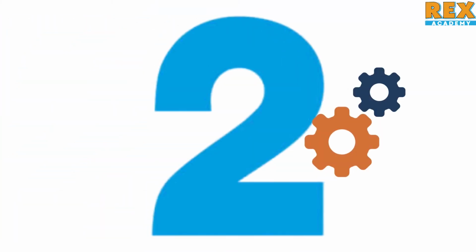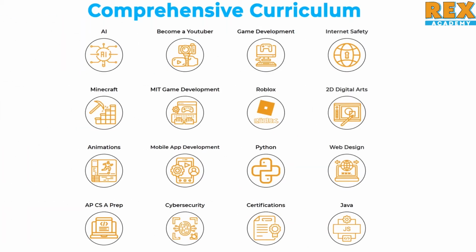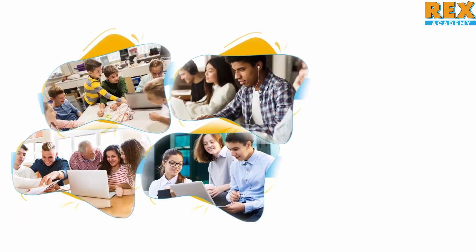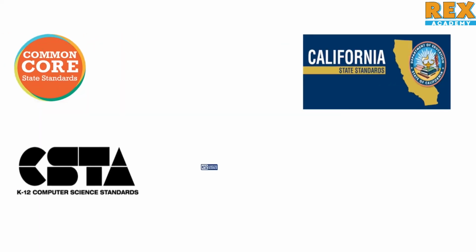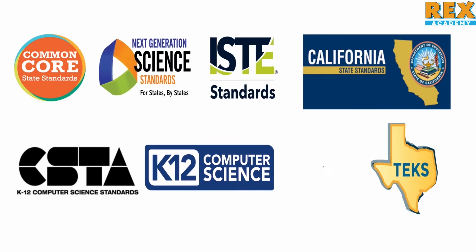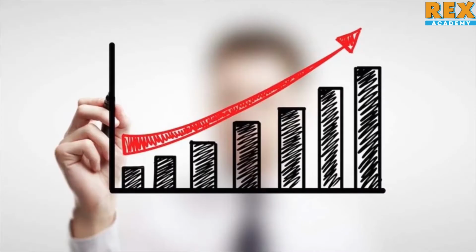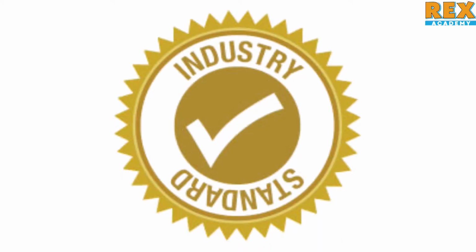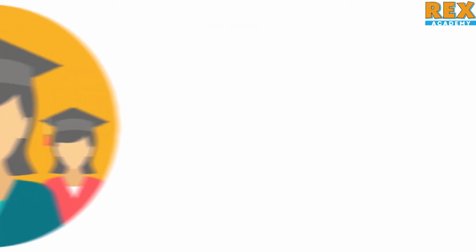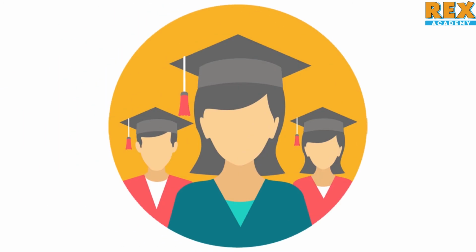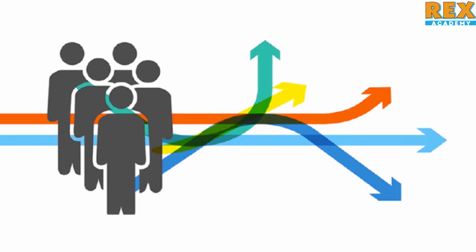Rex Academy tackles these issues in two successive steps. First, we have built the most comprehensive curriculum available for all ages from K through college. Second, we build effective training materials that are standards aligned and with a track record of success. Based on the industry demands, we have special pathways starting in high school and all the way to college so that students can earn certifications to jumpstart their careers.